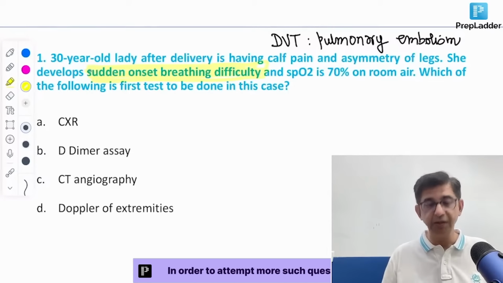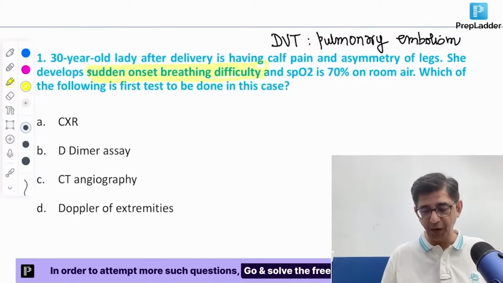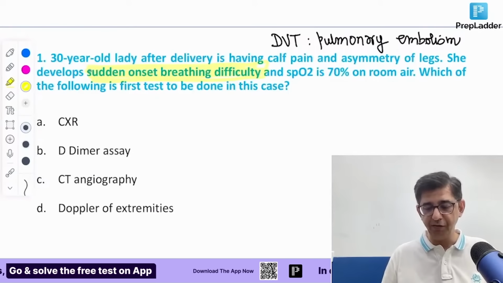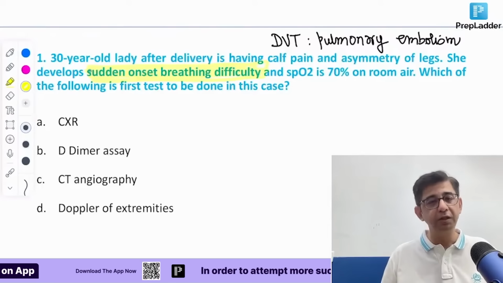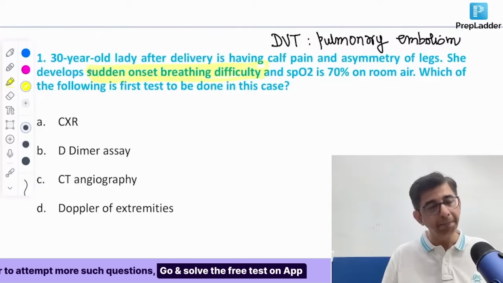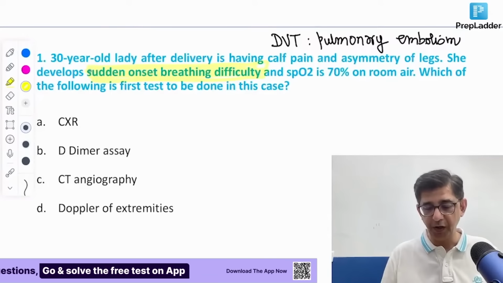So I'm waiting for your answers here, guys. Just do a quick comment with respect to what you think would be the most appropriate first option for this question. The options are pretty straightforward ones, and because this is a repeat one, that's why I'm asking what you think is the most appropriate one.